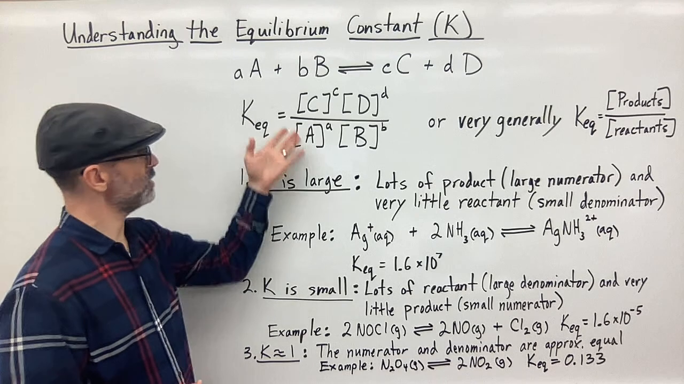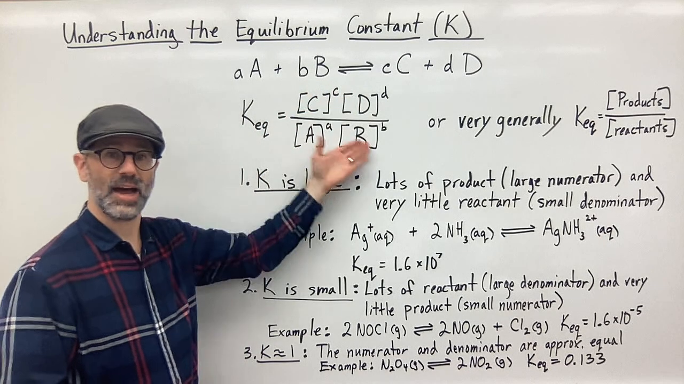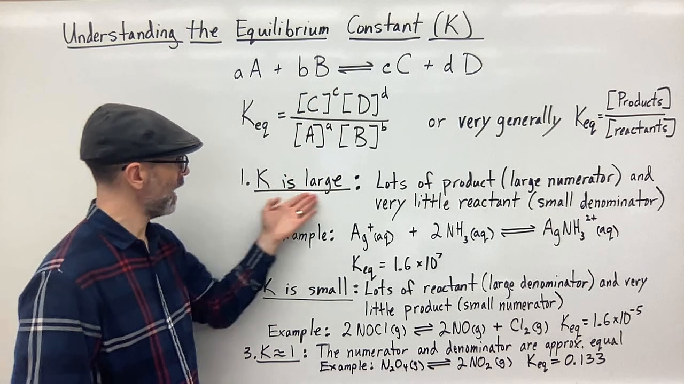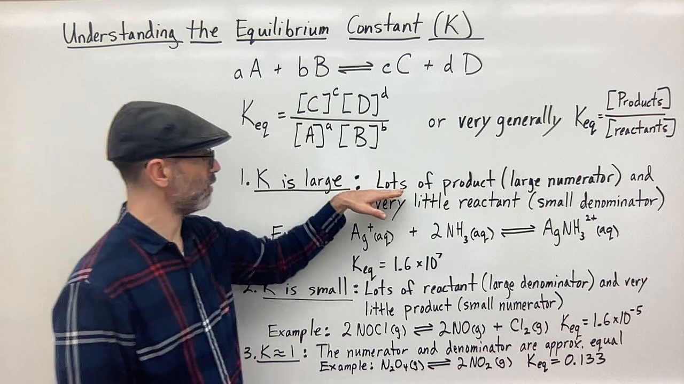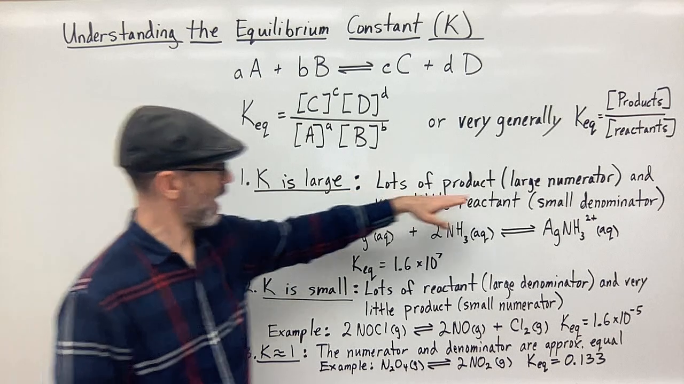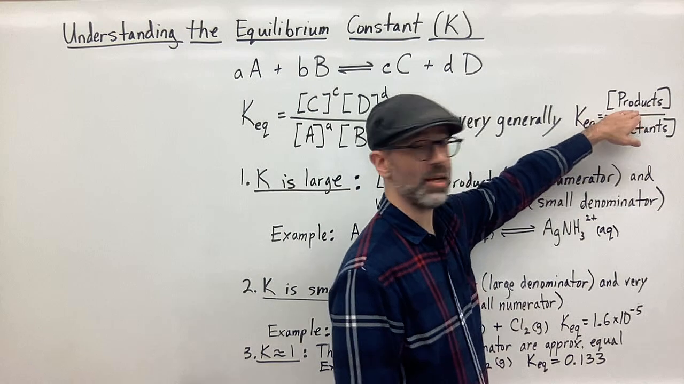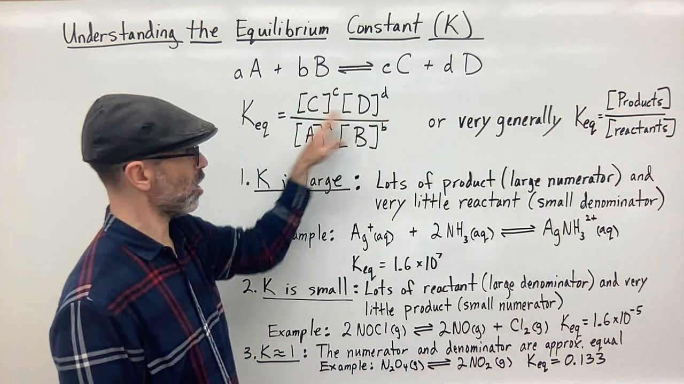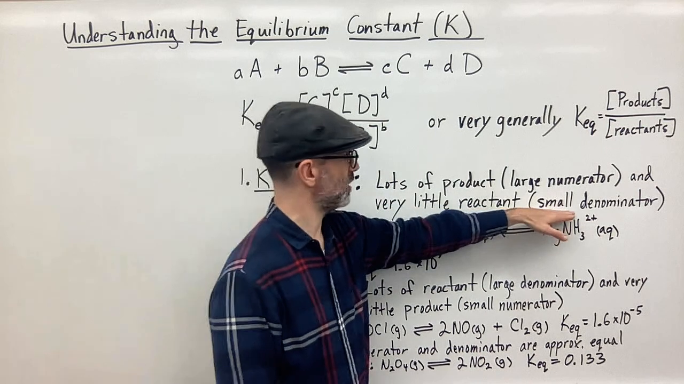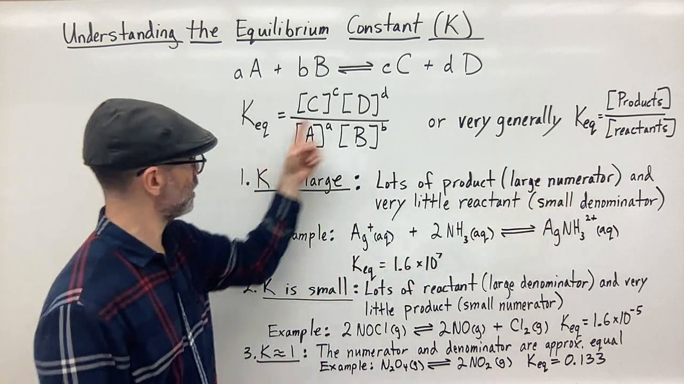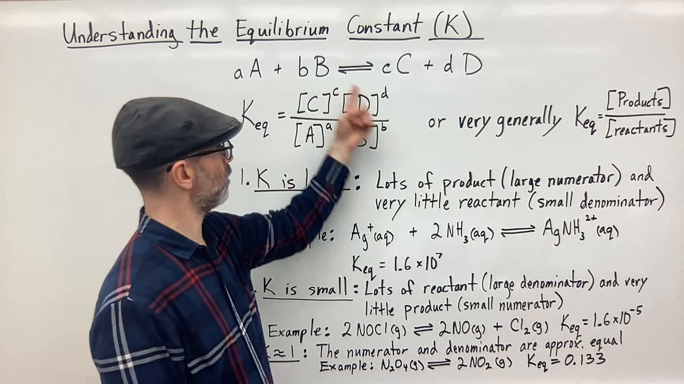So when we understand KEQ as a ratio of products over reactants, then when we have a very large K value, that means that you have a lot of product, that is a large numerator, right? So the numerator is products. That means your products are large and you have very little reactant, or you have a small denominator. So the denominator here is very small relative to the amount of products.